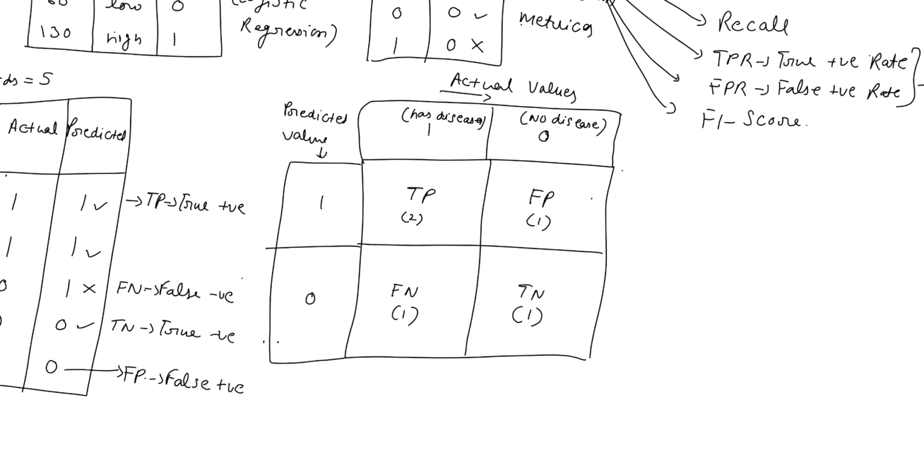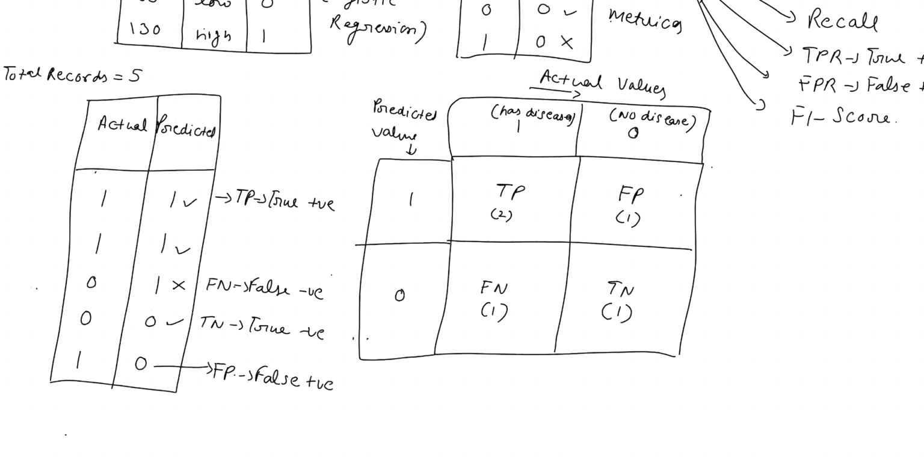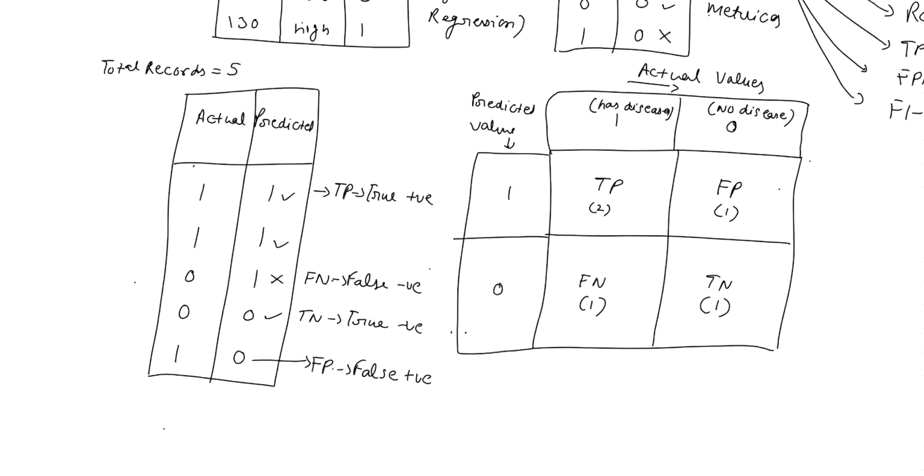In this, we can look at the records here. If we talk about these records, you have a total of 5 records. Out of these, 3 records belong to has disease and 2 records belong to no disease. This seems to be balanced data, right?